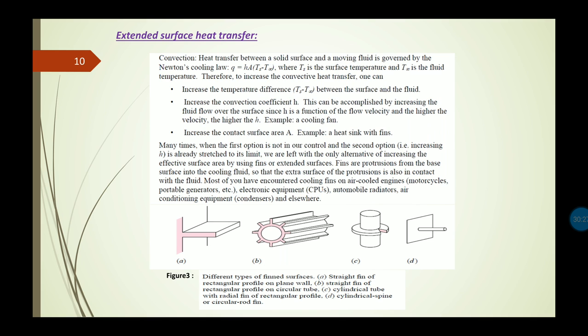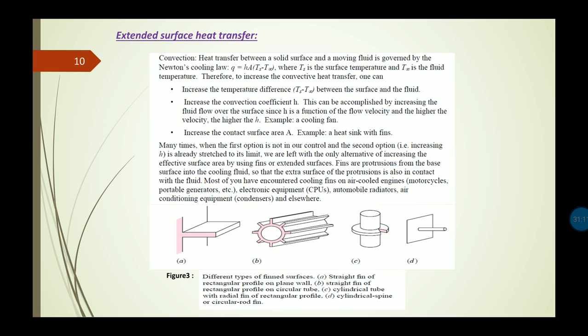Now what is seen is that in various cases, the first option, the temperature difference, is not in our control. And the second option, increasing the convective heat transfer coefficient, is already stretched to its limit. That means we are unable to alter the first two cases. So in that case we are left with the last case only. That means we can only increase the contact surface area of the object to increase the convective heat transfer.